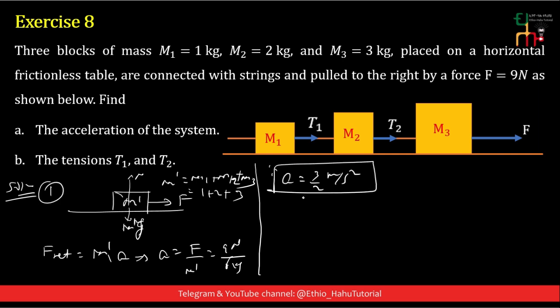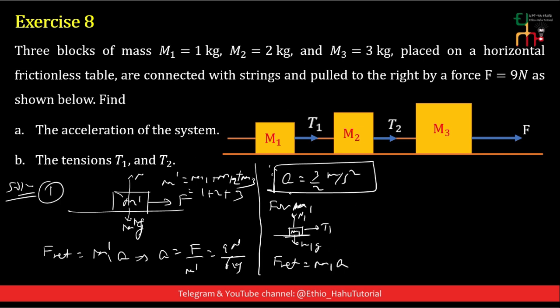After finding the acceleration, now we can apply Newton's second law of motion for each block. For M1, we have T1, normal force N1, and gravitational force M1 g. The only net force acting on M1 is tension T1. Therefore, net force is equal to M1 times acceleration.